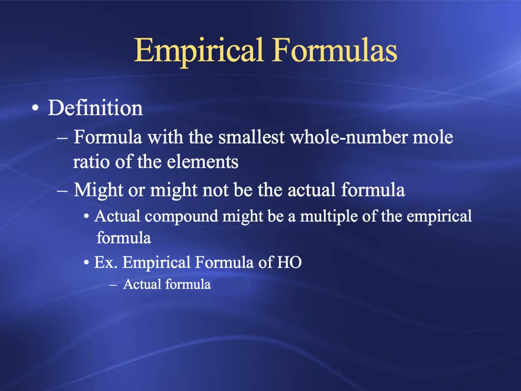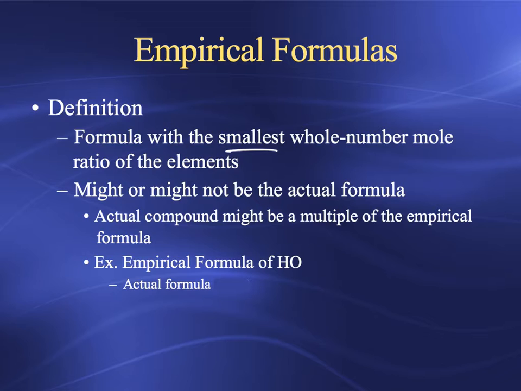Okay. So, an empirical formula problem. What is an empirical formula, first of all? Well, it's the formula of a compound with the smallest whole number mole ratio of the elements. So it's the smallest whole number ratio, smallest ratio. It might or might not be the actual formula of the compound. I'll give you an example here in a second of what that means. The actual compound might be some kind of multiple of the empirical formula.